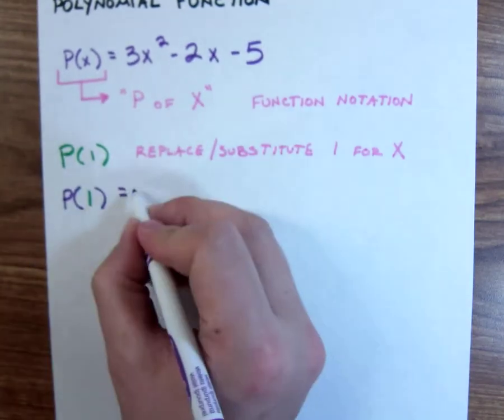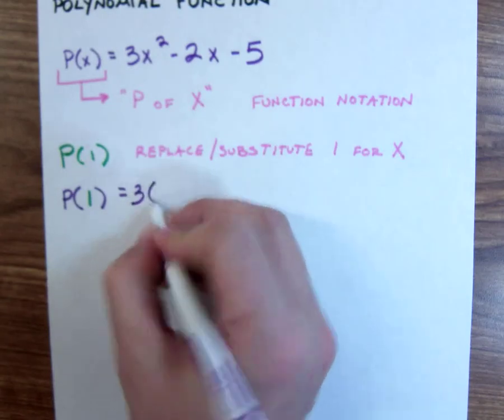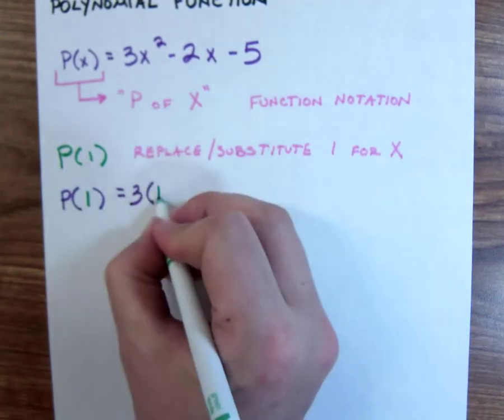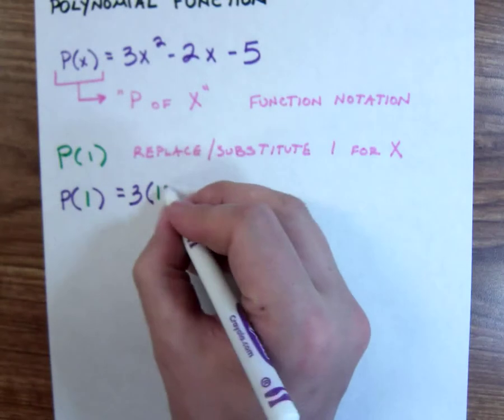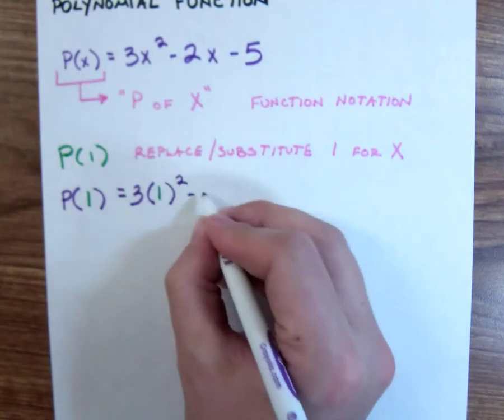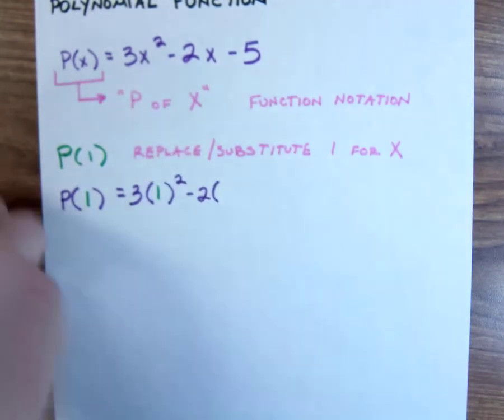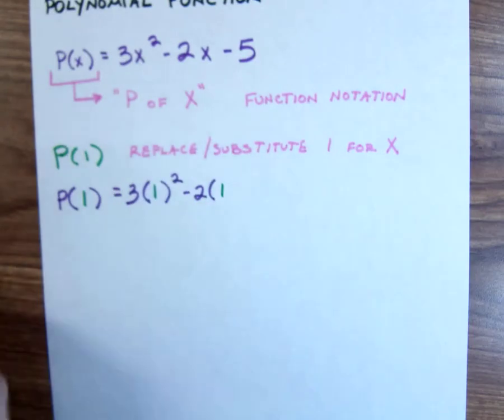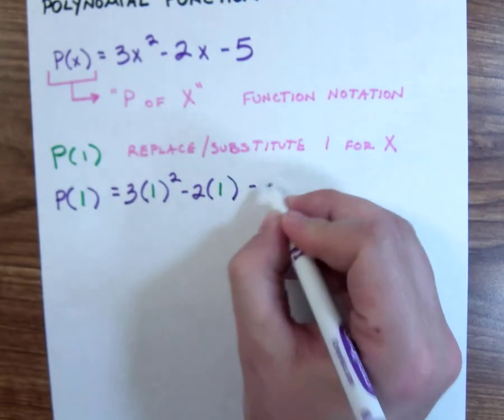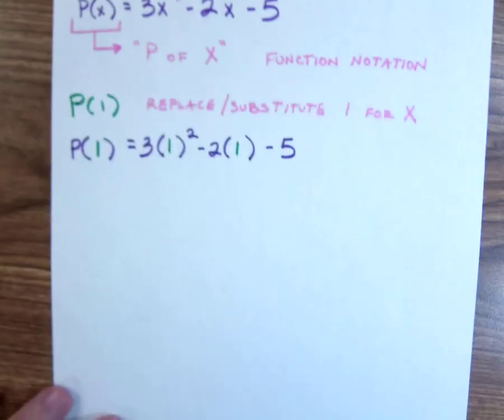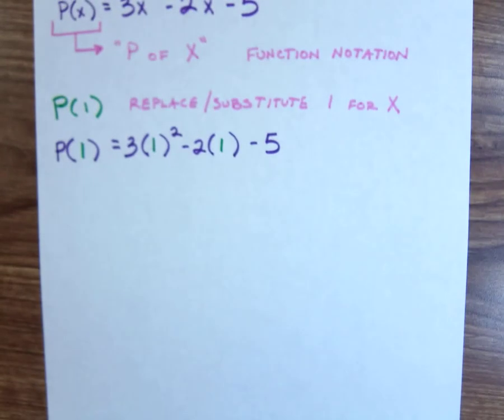So instead of 3 times x squared, it's going to be 3 times 1 squared minus 2 times 1 minus 5. That's all it means. All it means is replace the x with whatever that number in parentheses is.